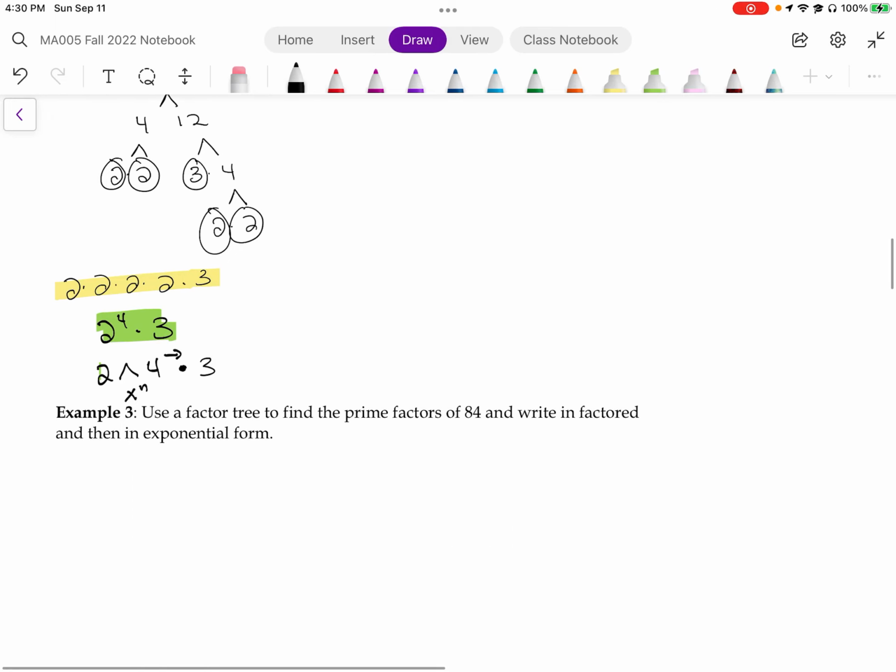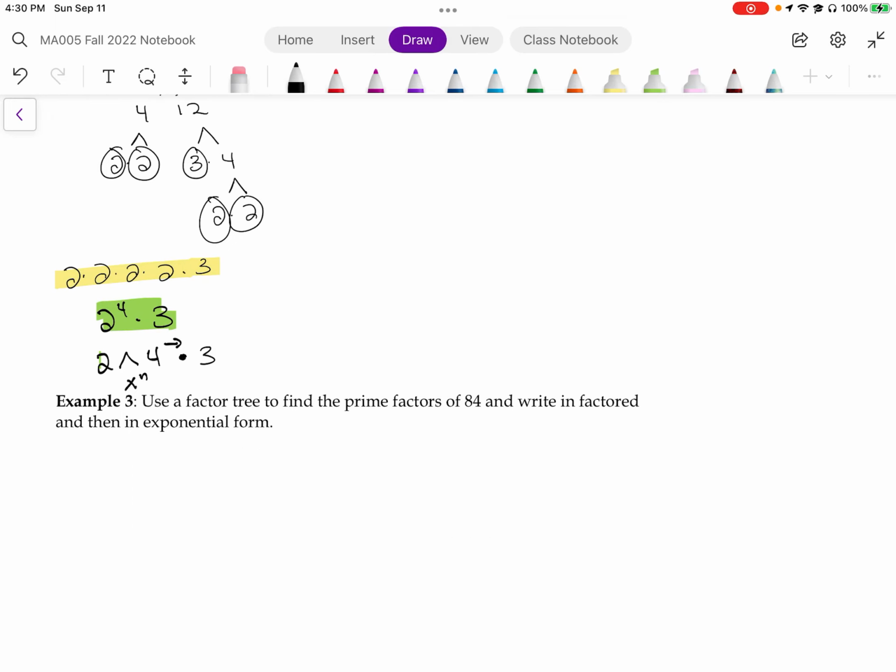All right, use a factor tree to find the prime factors of 84. Again, pause it and see what you can do with this. All right, so 84. I see 4 times 21. That's one way to do it. So we would have 4 makes 2 times 2. 2s are prime. 21 is 3 times 7, and both of those are prime as well.